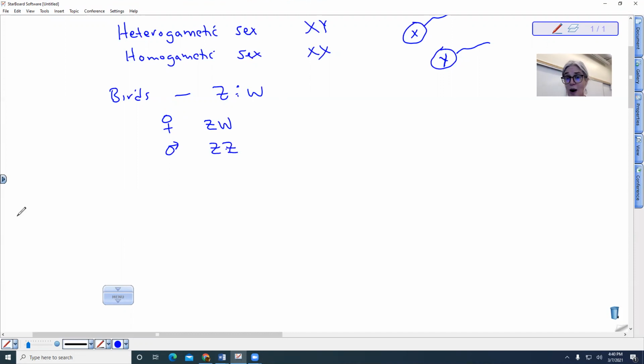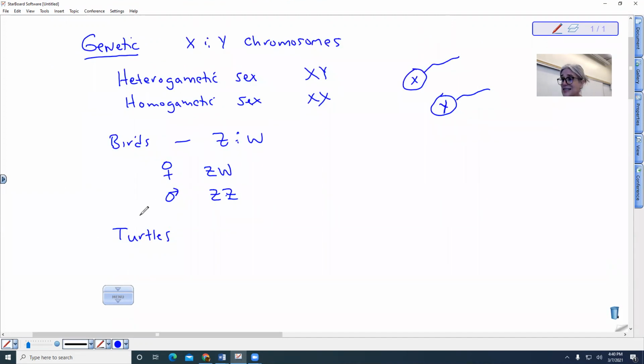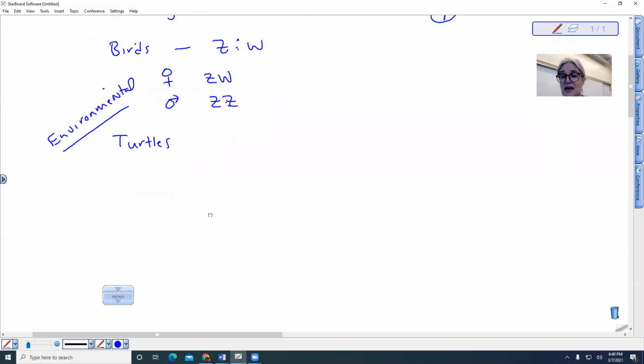When we look at reptiles, like specifically turtles, these could maybe not even be genetic. So here, it's not genetic, it is environmental. And so it generally has to do with the temperature of incubation.